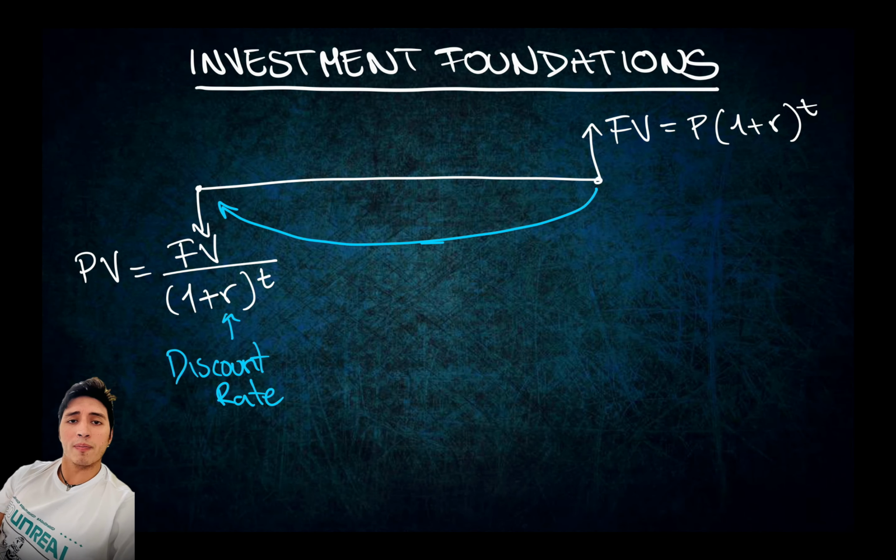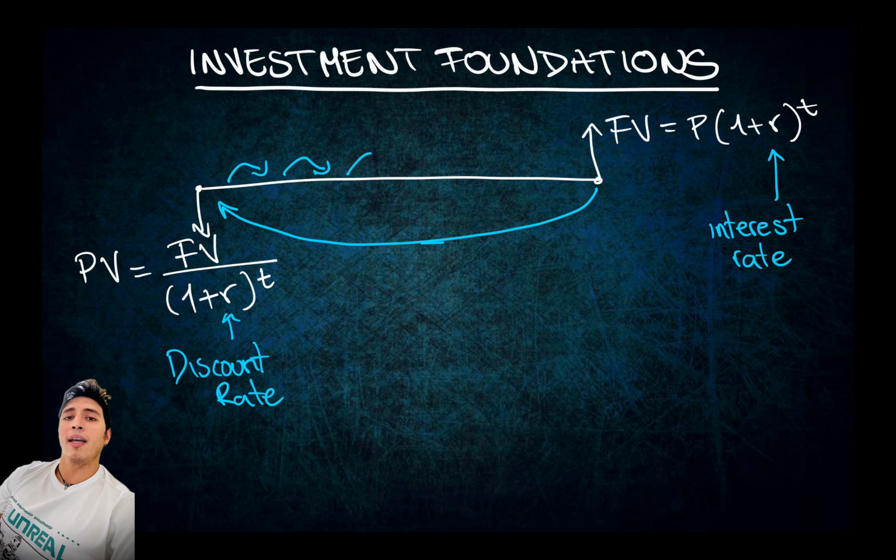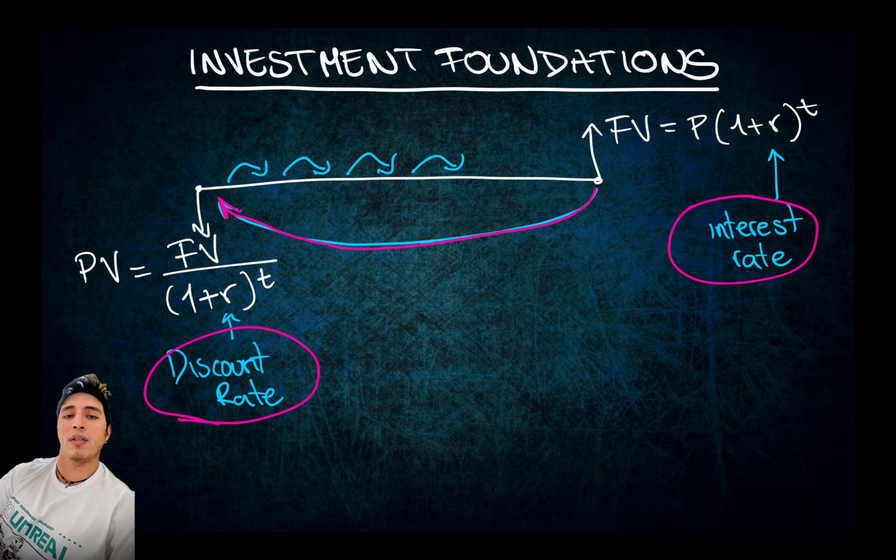So let's recap here. To calculate the future value of a present value, you use the interest rate. This is assuming that you're earning interest periodically and you're reinvesting it. So that's why it's a future value. On the other hand, if you want to bring some future value to a present value, you have to use a discount rate, which again is the same as an interest rate, just with a different name.